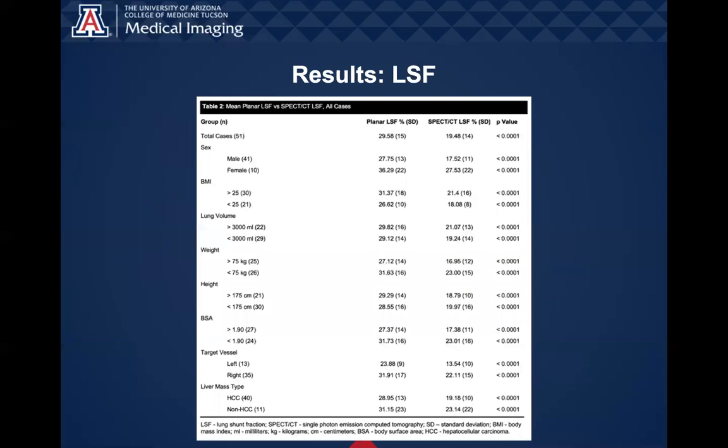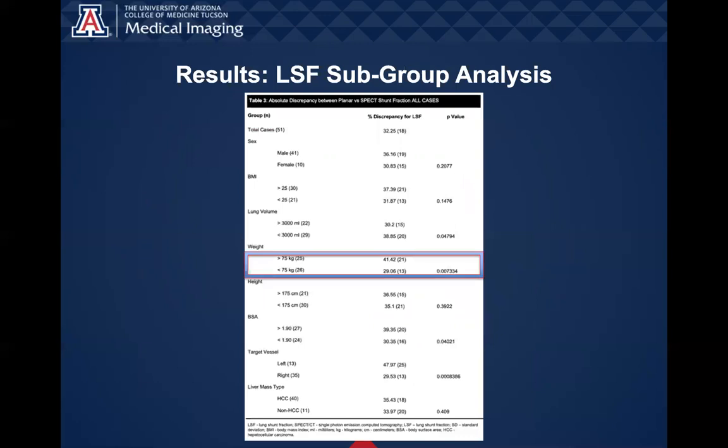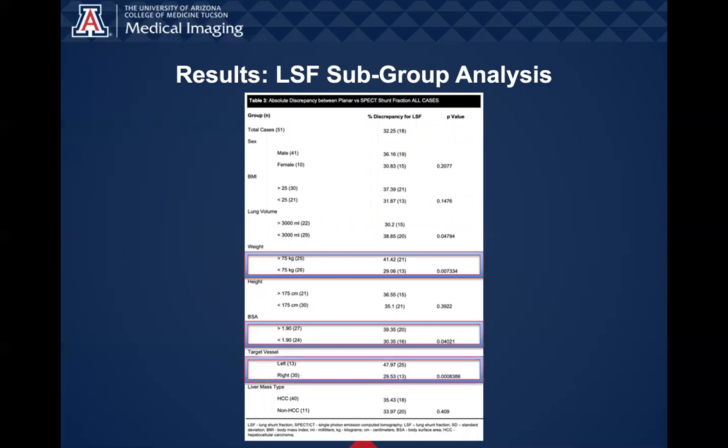For all 51 cases, mean planar LSF was 29.6% and the mean SPECT LSF was 19.5%. Planar LSF was significantly overestimated in all sites and across all individual subgroups. Subgroup analysis demonstrated that there's a significant degree of overestimation, or absolute discrepancy, in patients weighing more than 75 kilograms, with a body surface area greater than 1.9, and with left hepatic artery injections.